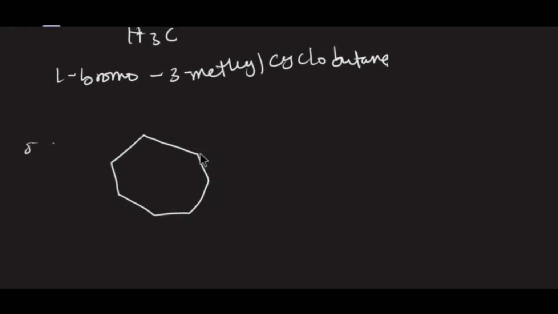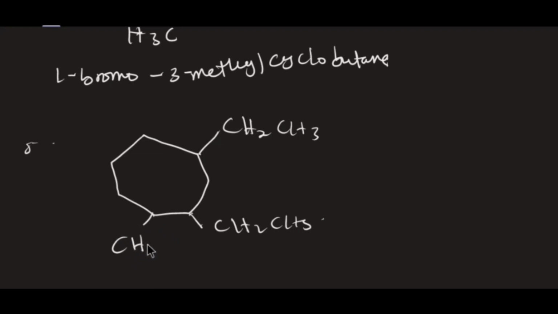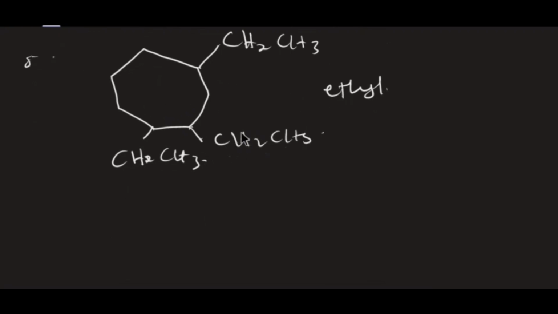7 carbons. I have a substituent here, CH2, CH3. I have one here, CH2, CH3. Then I have finally CH2, CH3. So I'm having 3 substituents which are all ethyl groups. They are all alkyl groups which are ethyl. And I'm to name this. I have 1, 2, 3, 4, 5, 6, 7 carbons. And that is a heptane.